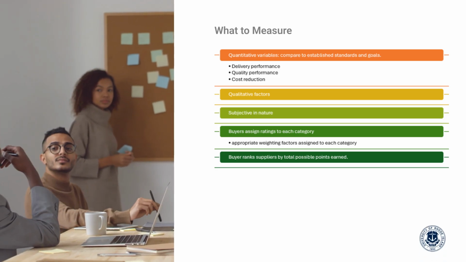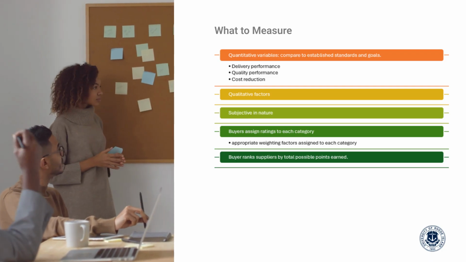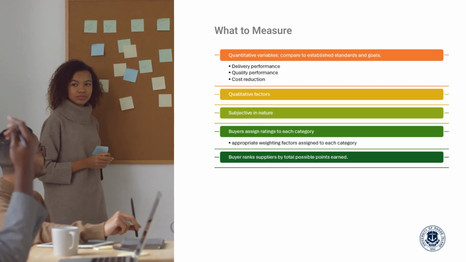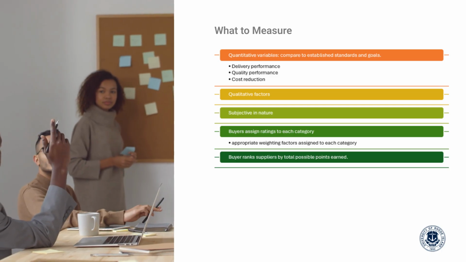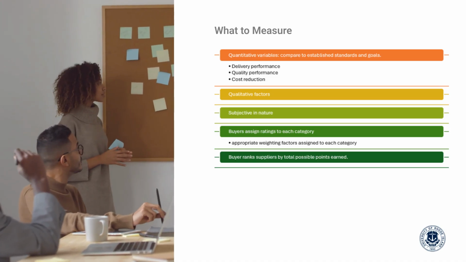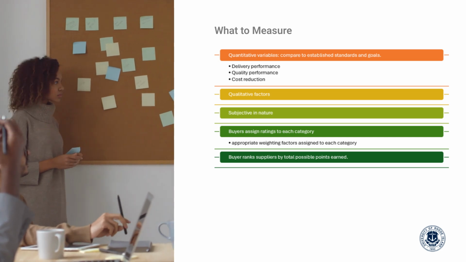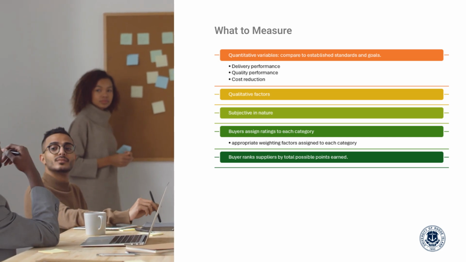Companies measure both quantitative and qualitative variables. Quantitative variables compare performance to standards and goals. These include delivery performance, quality performance, and cost reduction. Qualitative factors are subjective. Buyers assign ratings, apply weighting factors to each category, and rank suppliers based on total points earned.